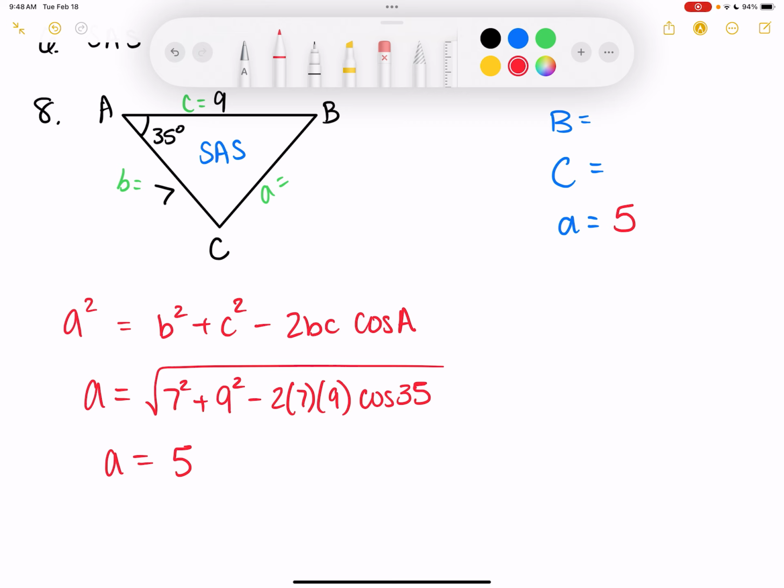Do this multiple times. So this should be second, square root of 7 squared plus 9 squared minus. I would recommend parentheses here because your calculator could get confused and just think that we're subtracting 2 and not the whole thing. 2 times 7 times 9 times the cosine of 35. I might be in radian mode. We're about to find out. Are you in radian mode? Yes. Alright, check. Degree mode.